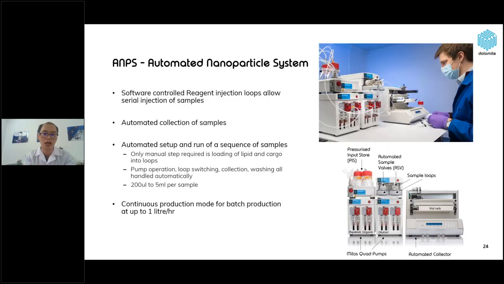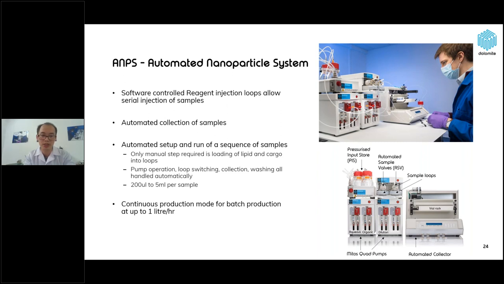The other system to use to generate the nanoparticles is ANPS, the Ultimate Nanoparticle System. With the Ultimate Nanoparticle System, it is very powerful for protocol development or production of lipid or polymer nanoparticles by providing full automation. So the pump operation, loop switching, collection and washing will all be handled automatically. It will help you to save time with the protocol optimization process.